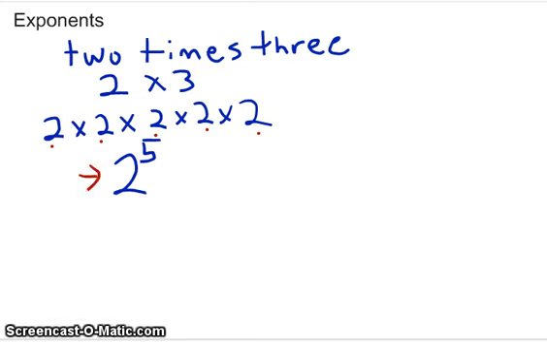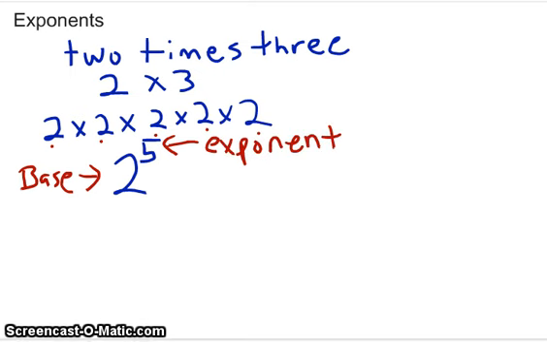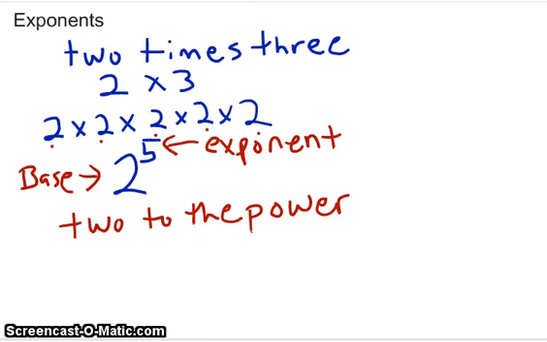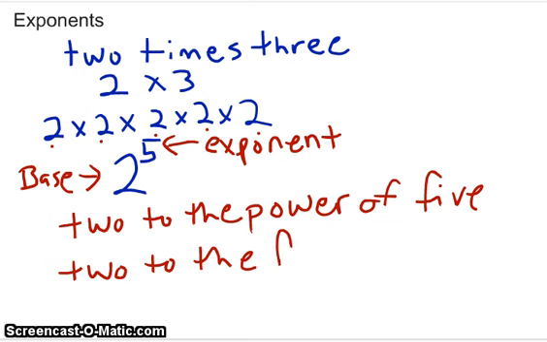The big 2 is called the base, and this little number is called an exponent. This number is read 2 to the power of 5. Or it can be read 2 to the 5th power.